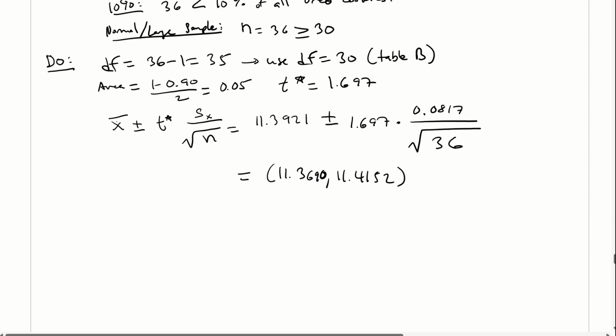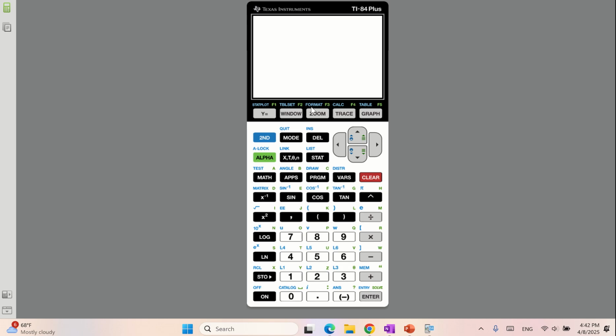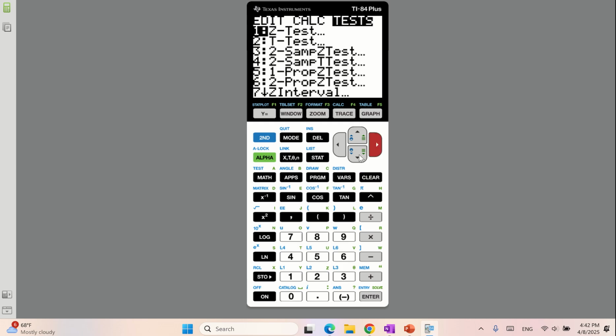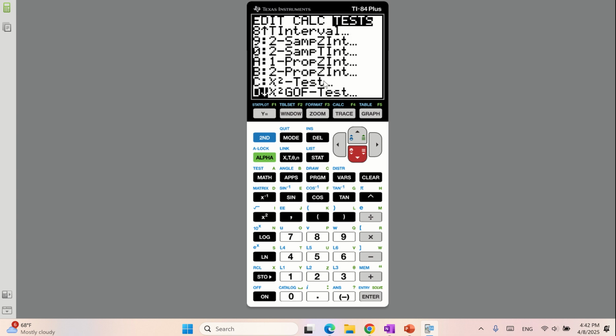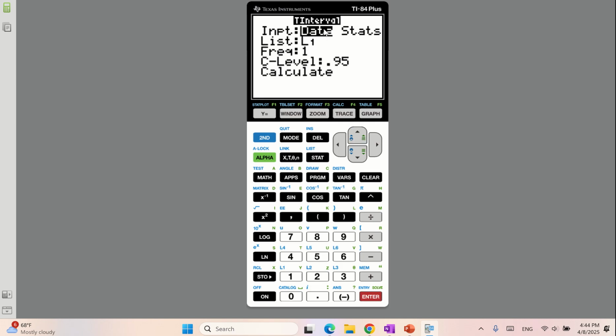All right, and again, let me show you a technology to calculate that as well, just so that you know. So DF is 35 and area is 0.05. So we're going to go to stat and go to tests. We're going to go to T interval right here, number 8. Then we're not going to use data, because we're not typing in the data. We're going to use stats.